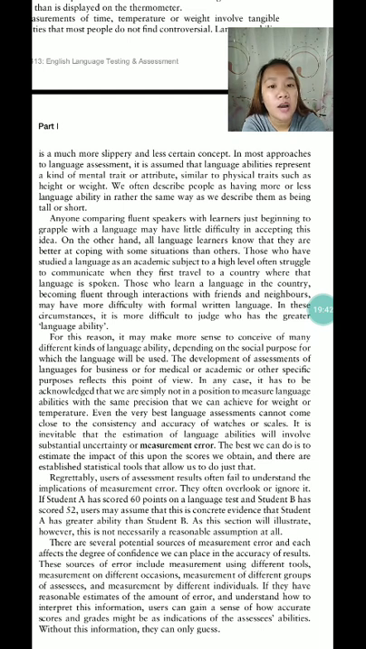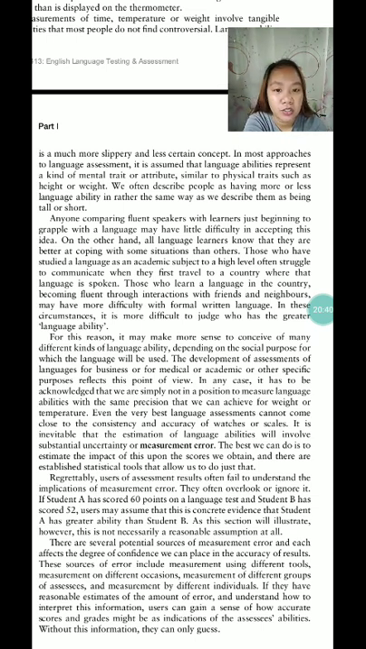On the other hand, all language learners know that they are better at coping with some situations than others. Those who have studied a language as an academic subject to a high level often struggle to communicate when they first travel to a country where that language is spoken. Those who learn a language in a country, becoming fluent through interactions with friends and neighbors, may have more difficulty with formal written language. In these circumstances, it is more difficult to judge who has the greater language ability.